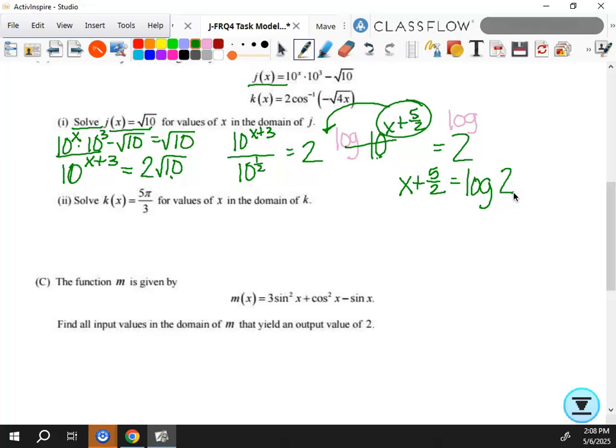And then I'm not going to do anything weird. This is log base 10 of 2. I can't do anything with it. Log base 2 of 8, I could, but there's no way to make that happen. So it just stays the log of 2, and that's fine. And then I just subtract that over there, so I get x equals log of 2 minus 5/2.